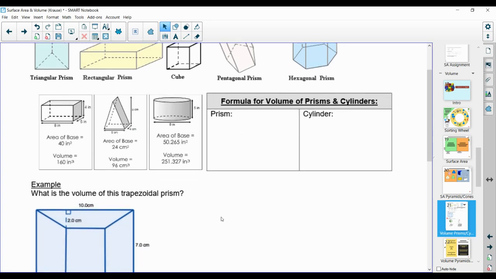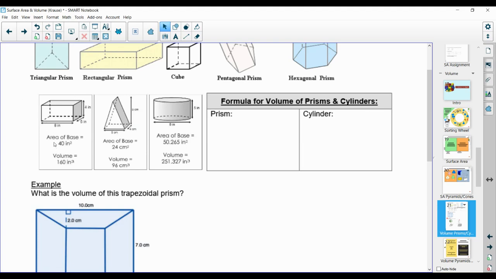Now, volume is how much space an object takes up. So with surface area, we're looking at how much material we need to cover an object or how much paint we need to paint a surface. With volume, we're looking at how much space an object actually takes up.